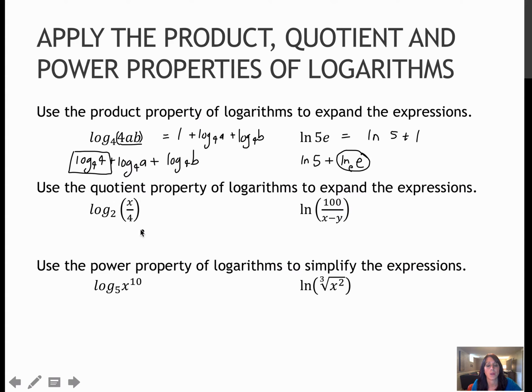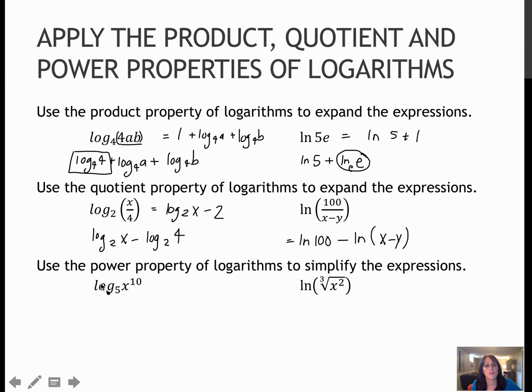The quotient property, again, we're just going to subtract instead of add. So this would be log base 2 of x minus log base 2 of 4. Log base 2 of 4 can be simplified because 2 to the second power is 4. So this is actually log base 2 of x minus 2. This one, I have the natural log of 100, and then I am subtracting, again because it's division, the natural log of x minus y. So don't try to separate the x and the y, because we cannot do that. We can only separate them. We can't turn it back into a division or anything like that. It only goes in one direction.